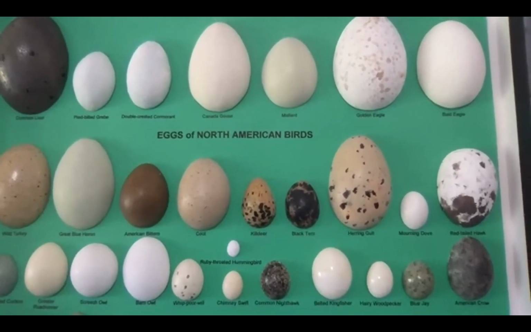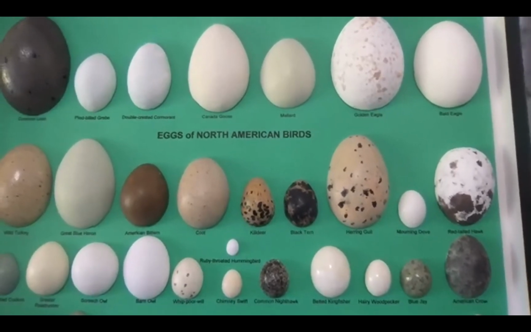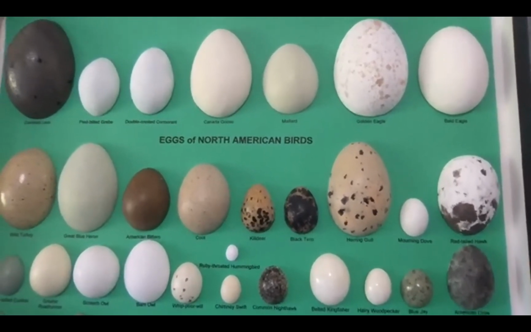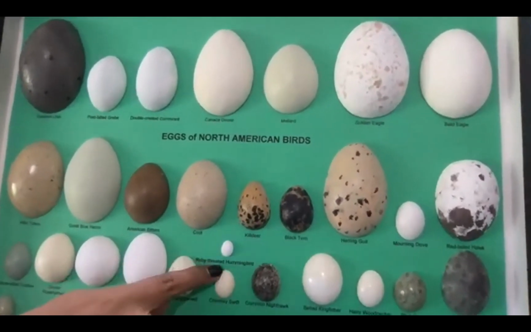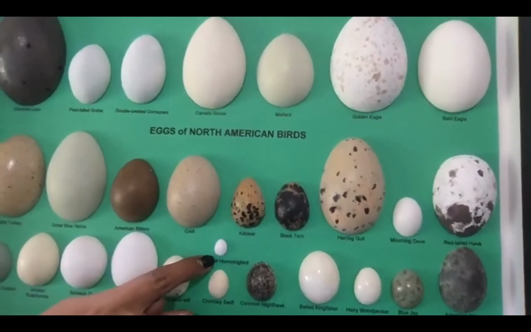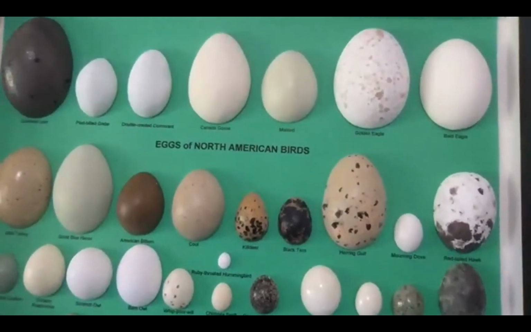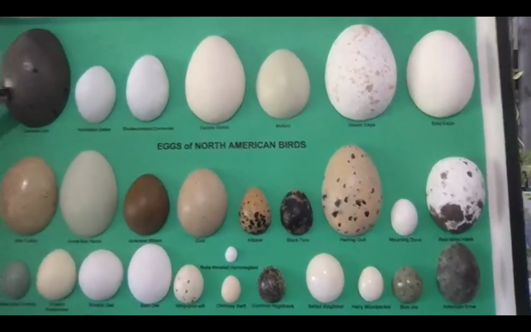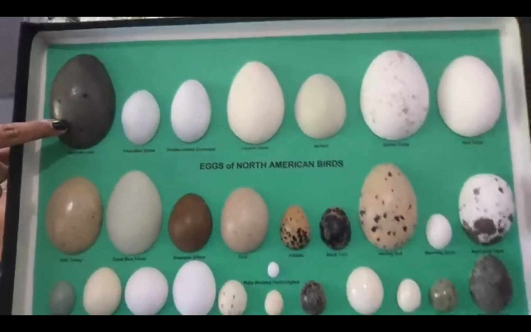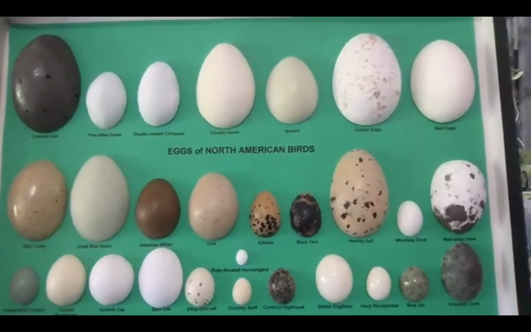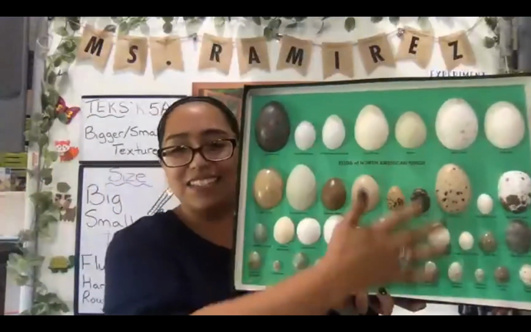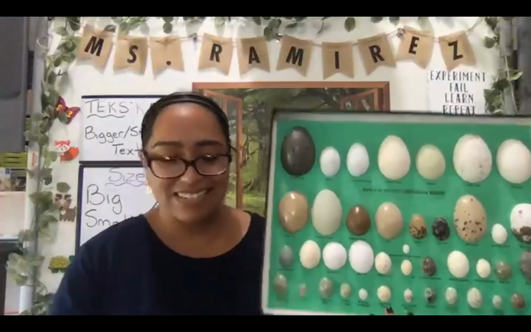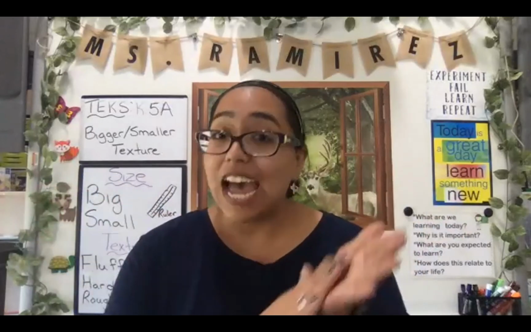And I'll give you a hint. The smallest egg is somewhere around the middle of your screen, and it belongs to a bird that we actually have here at the Environmental Center, and it belongs to the tiny hummingbird. Now, the largest egg is probably going to be the black egg that you see right here, and that belongs to a bird called a common loon. It's sort of like a duck, but not quite a duck. So you can see that eggs come in all sorts of colors and sizes. Well, that's all I have for you guys today on sizes and texture, how things feel.